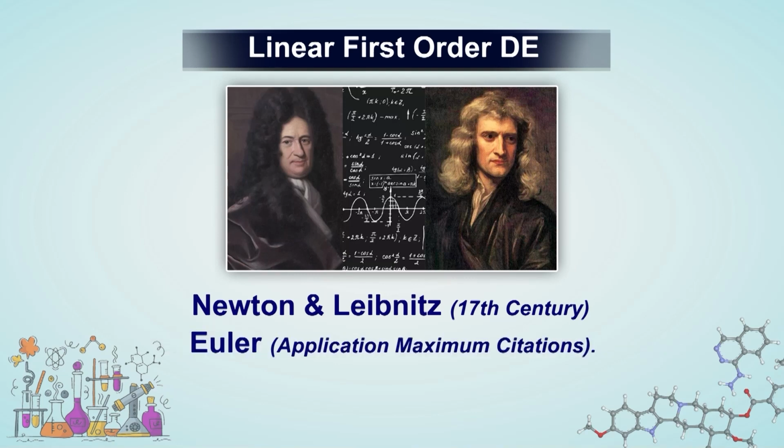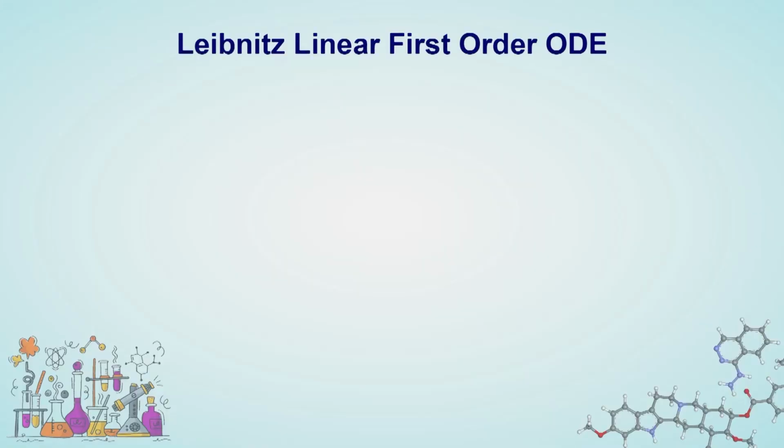Euler had the maximum number of citations. Maximum applications considered Euler algorithms, Euler's problem, and various aspects of Euler's method. All is based on differential equations and their applications. We can say that the linear first order ordinary differential equation, by Leibniz, is the linear differential equation.